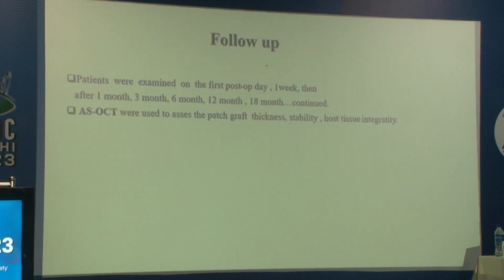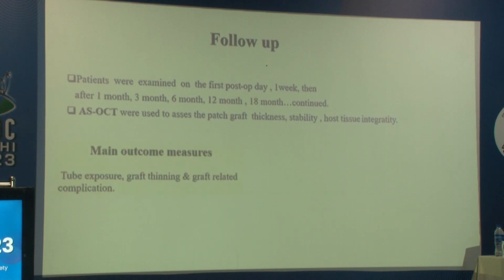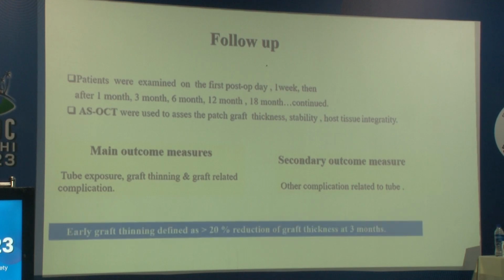Now coming to the follow-up. The patients were examined on the first post-op day, then at 1 week, 3 months, 6 months, 12 months, 18 months, and so on. ASOCT was performed to assess the patch graft thickness, stability, and host tissue integrity. The main outcome measures include tube exposure, graft thinning, and graft-related complications, and the secondary outcome measure is other complications related to the tubes. Early graft thinning is defined as more than 20% reduction of graft thickness at 3 months.